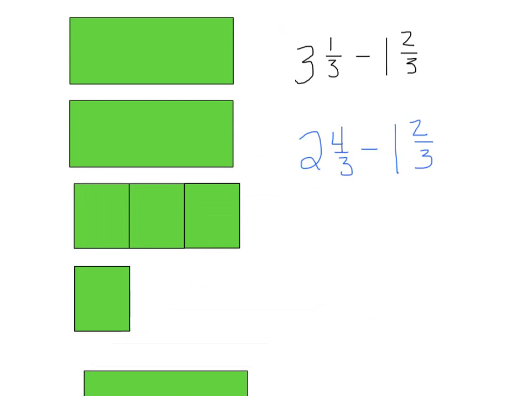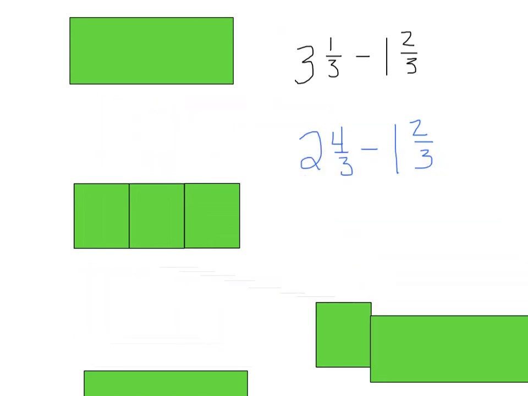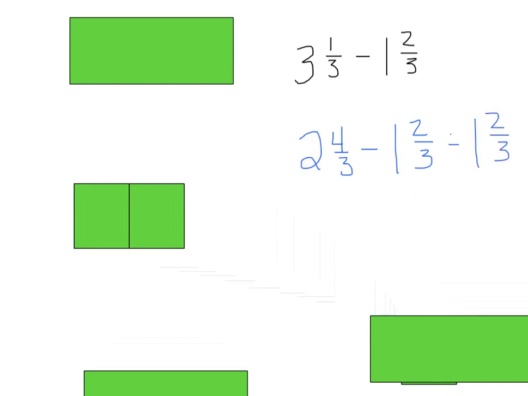So I'm going to take the 2 4/3 that I have, and I'm going to subtract, or actually take away, and you're going to see me take it away, 1 2/3. So I'm going to take away one whole and then 2/3. So we're left with 1 2/3. When we do this on paper, we're going to look at this as 2 4/3 minus 1 2/3, right?